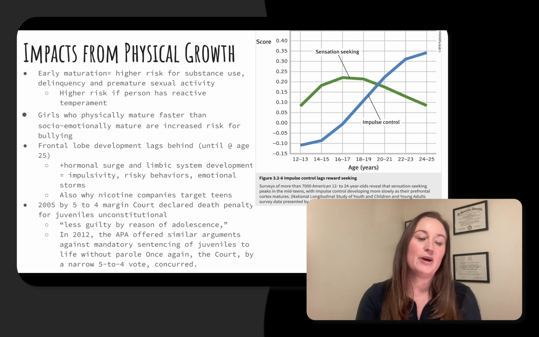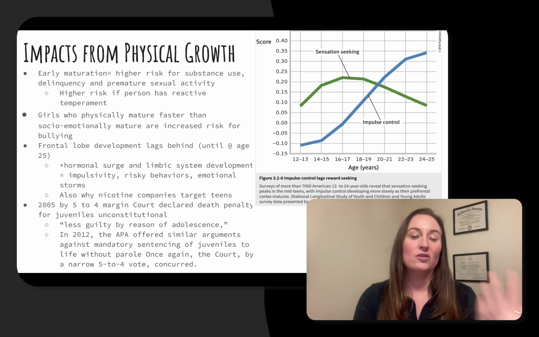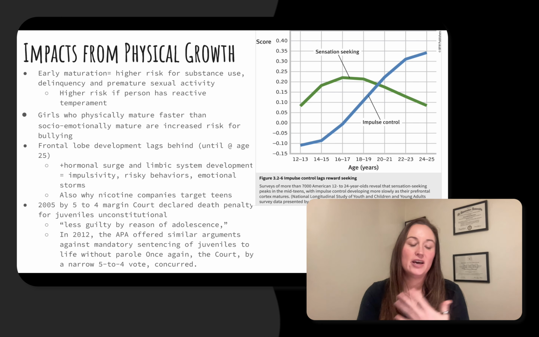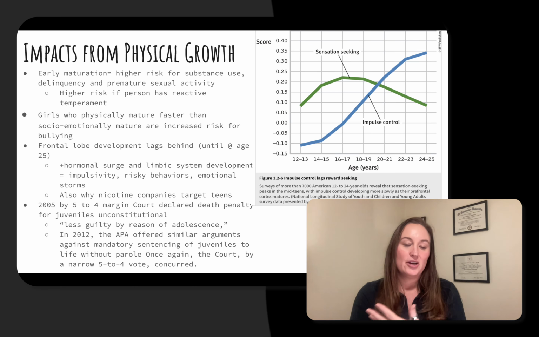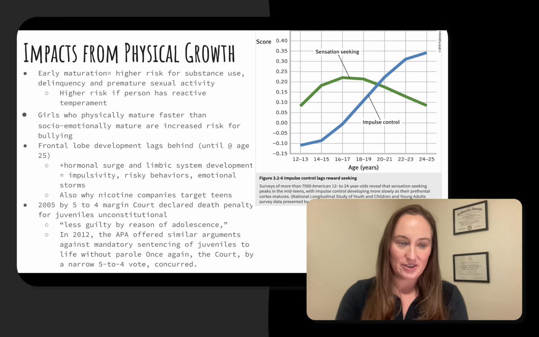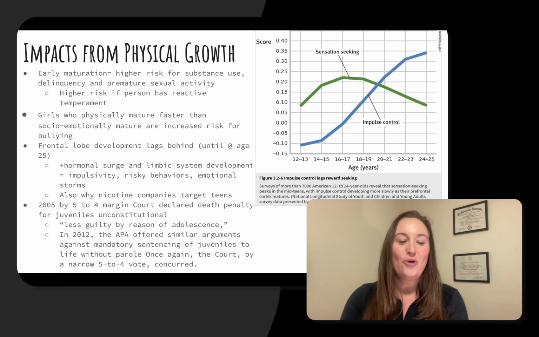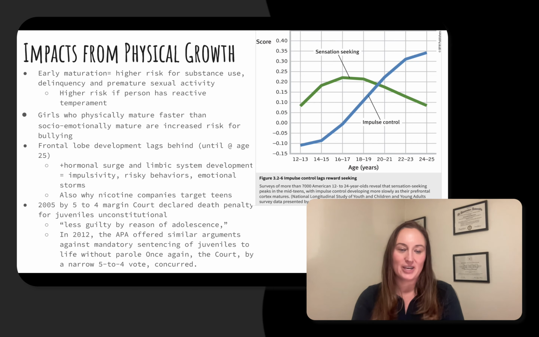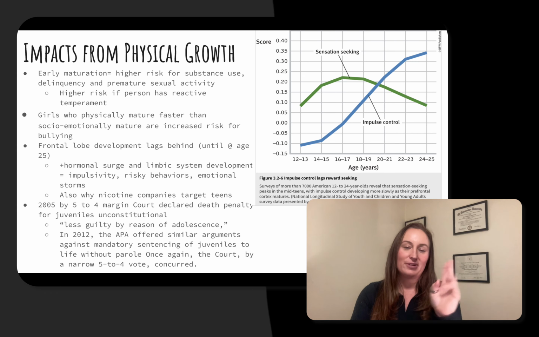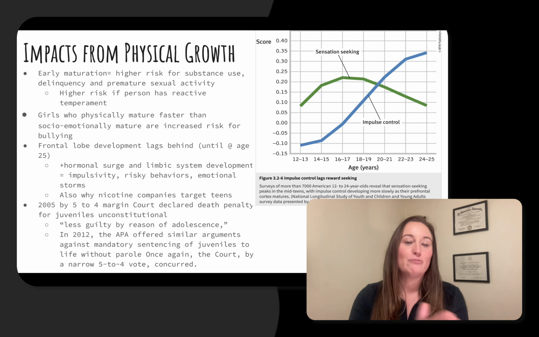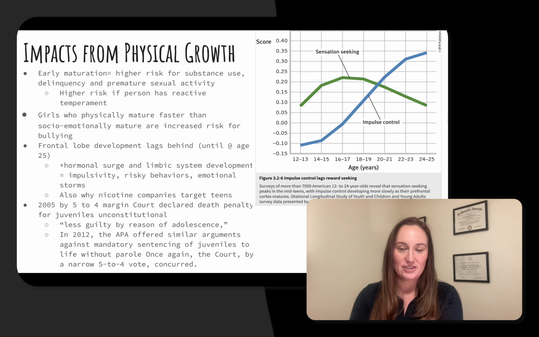In 2005, because of this whole frontal lobe development, the more we understood about that, the APA, the American Psychological Association, along with 7 other organizations, helped to provide a case that juveniles should not be given the death penalty. And in 2005, by a 5-4 margin, the Supreme Court declared that the death penalty for juveniles is unconstitutional. The reasoning was they're less guilty by reason of adolescence, right? For all those things I just explained.